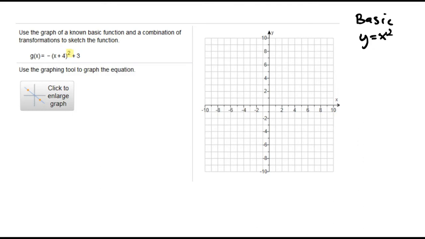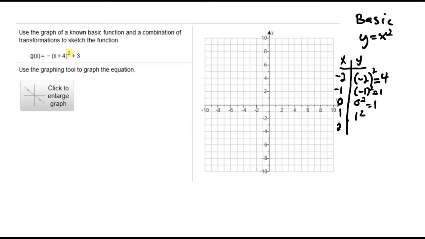Now, if we don't already know what that graph looks like, we can plot points choosing x values and finding y values. So I would choose my standard set of points, -2, -1, 0, 1, and 2, and substitute those into the basic equation. So I'm substituting -2 in for x squared. -2 squared is a positive 4. -1 squared is positive 1. 0 squared is 0. 1 squared is 1. And 2 squared is 4.